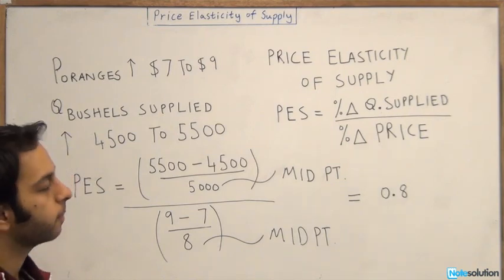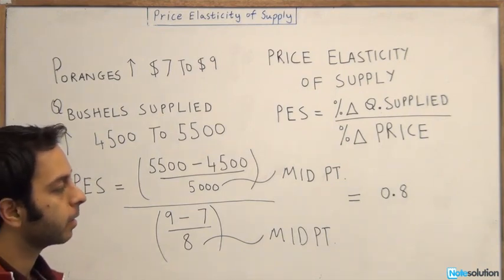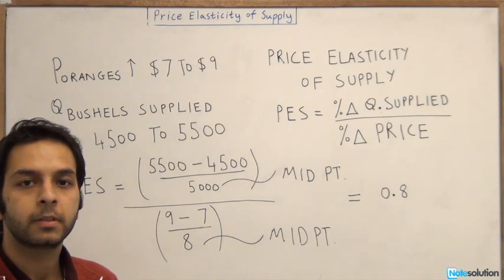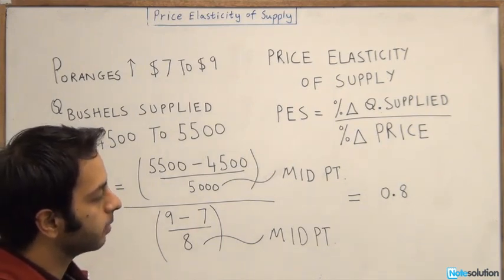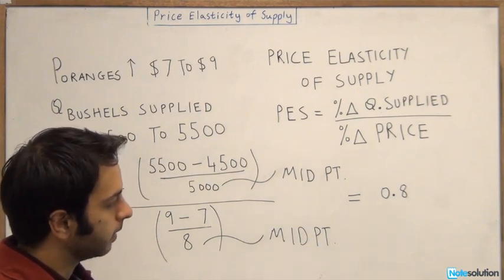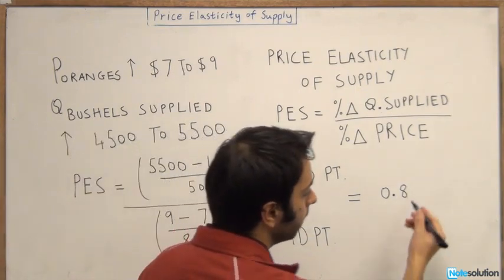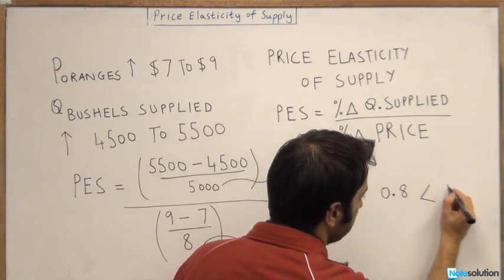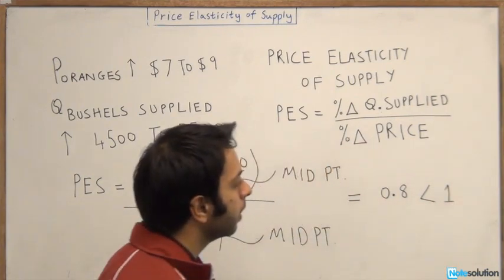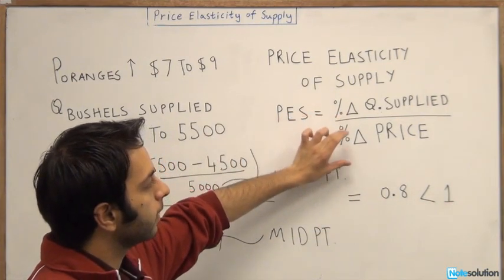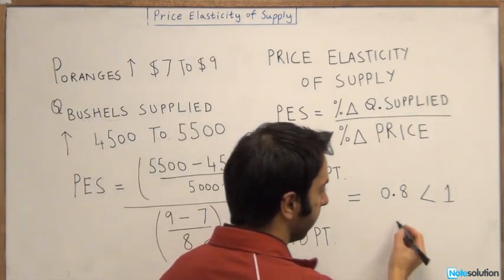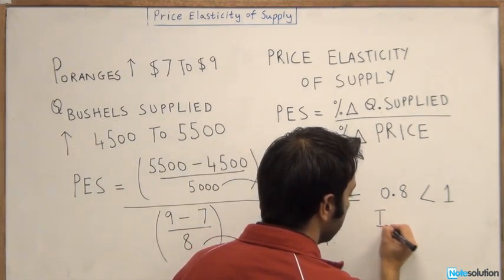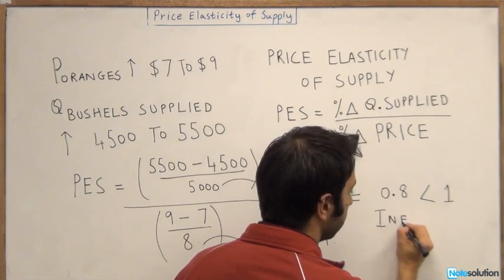The next one says the supply of oranges is inelastic, or less responsive. Now we know that less responsive means that the price elasticity of supply will be less than 1, because a change in price will result in a smaller change in quantity supplied. And that's exactly what's happening over here, and hence it is inelastic.